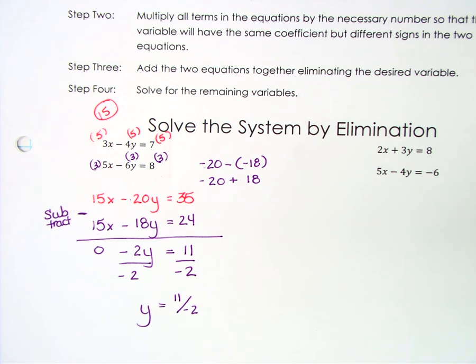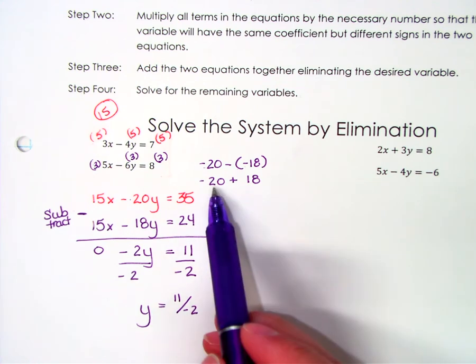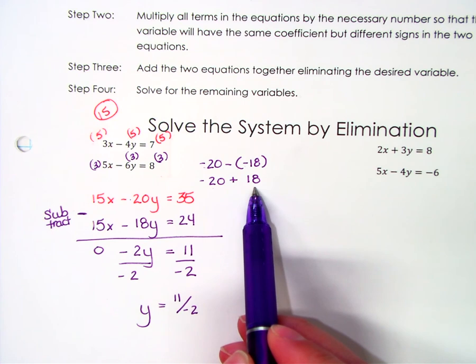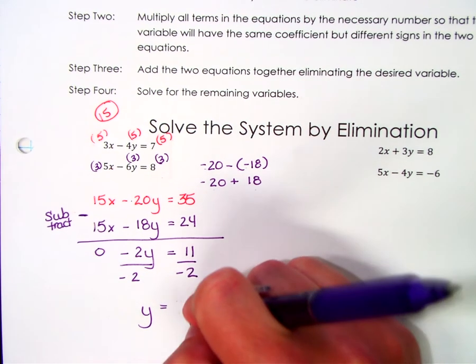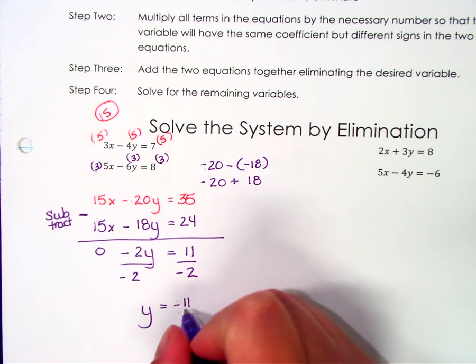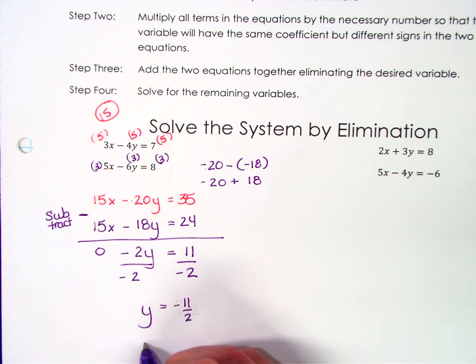What do I have to add? Subtract negative 18 and make it positive 2, right? No, negative 20 plus 18. Negative 20 plus 18, so it's a negative 2. Okay. So would you guys all agree that my answer is negative 11 over 2? Which, if you wanted to put it as a decimal, is negative 5.5.